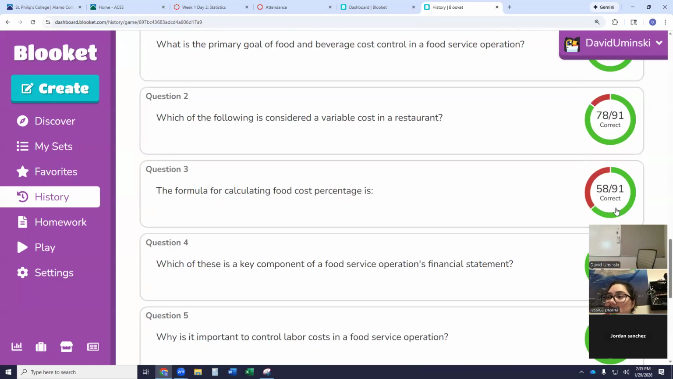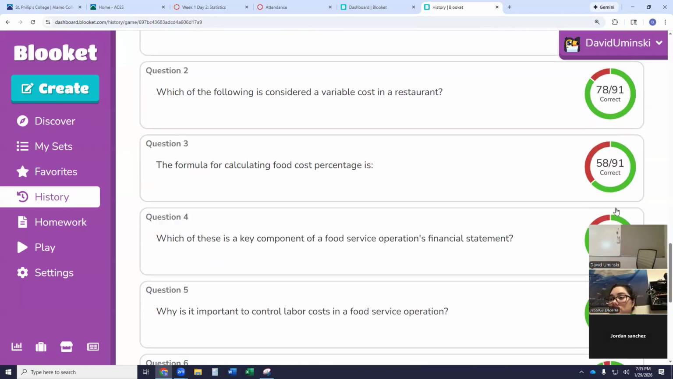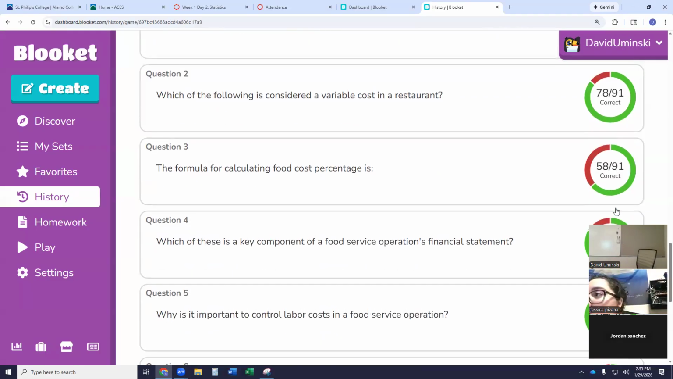All right. Question 2, which of the following is considered a variable cost? Which one was it? It was the menu ingredients, right? What is a variable cost? Something that changes. The costs can change. It changes, right? So the more food I'm selling, of course, the more ingredients I have to buy. Okay. What's the opposite of variable costs? Static costs. Fixed or static.